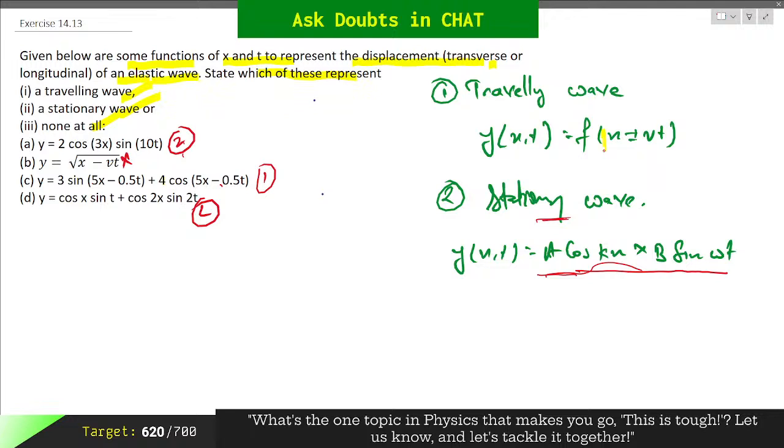So again it represents the form of a stationary wave. We can transform cos 2x sin 2t in the form of cos x sin t, and we can simplify it to this form of a stationary wave, so we can say that it is a stationary wave. Let's move to the next question.